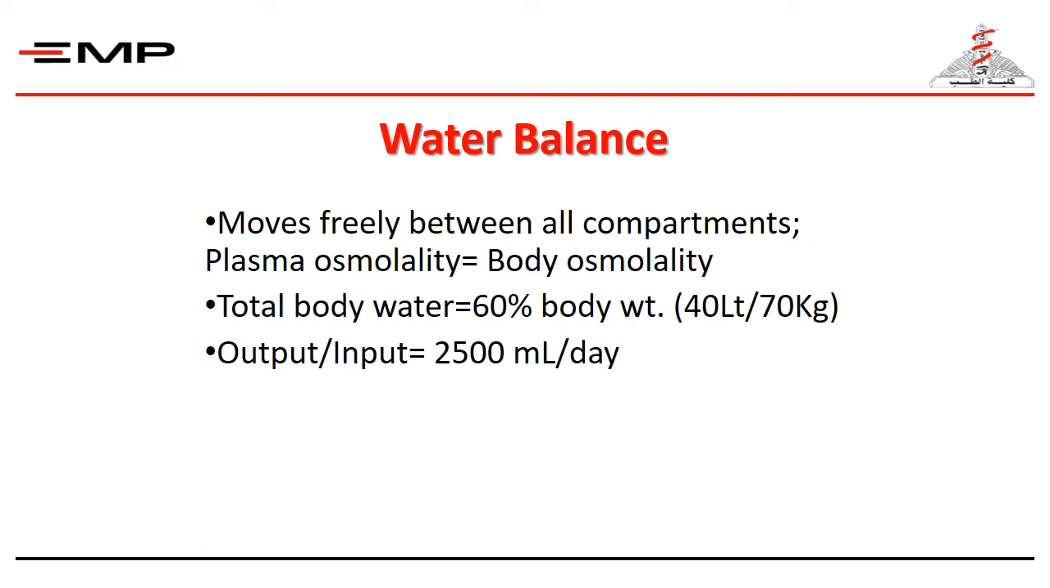Body compartments are the intracellular compartment, containing about 60% of body water, and the extracellular compartment. The extracellular compartment is further divided into the interstitial compartment, which contains 30% of body water, and the intravascular compartment, which contains 10%. Water moves freely between all compartments according to osmolality, which is the concentration of osmoles in a solution. So determining the osmolality of plasma will reflect the osmolality of the intracellular compartment.